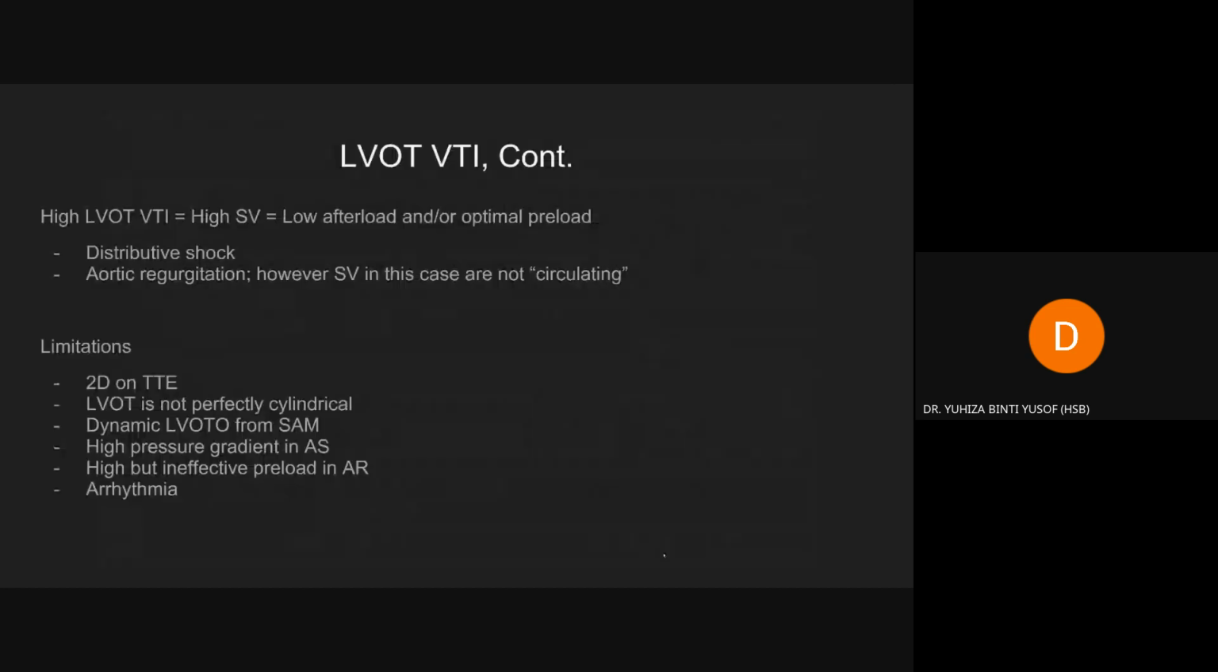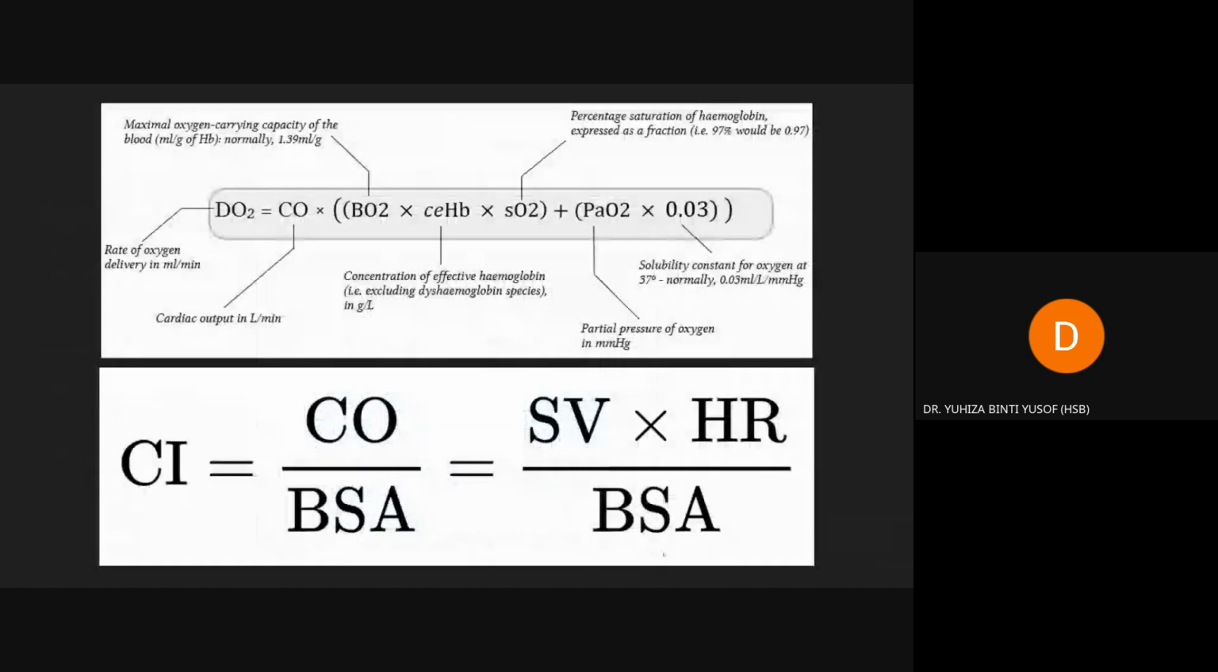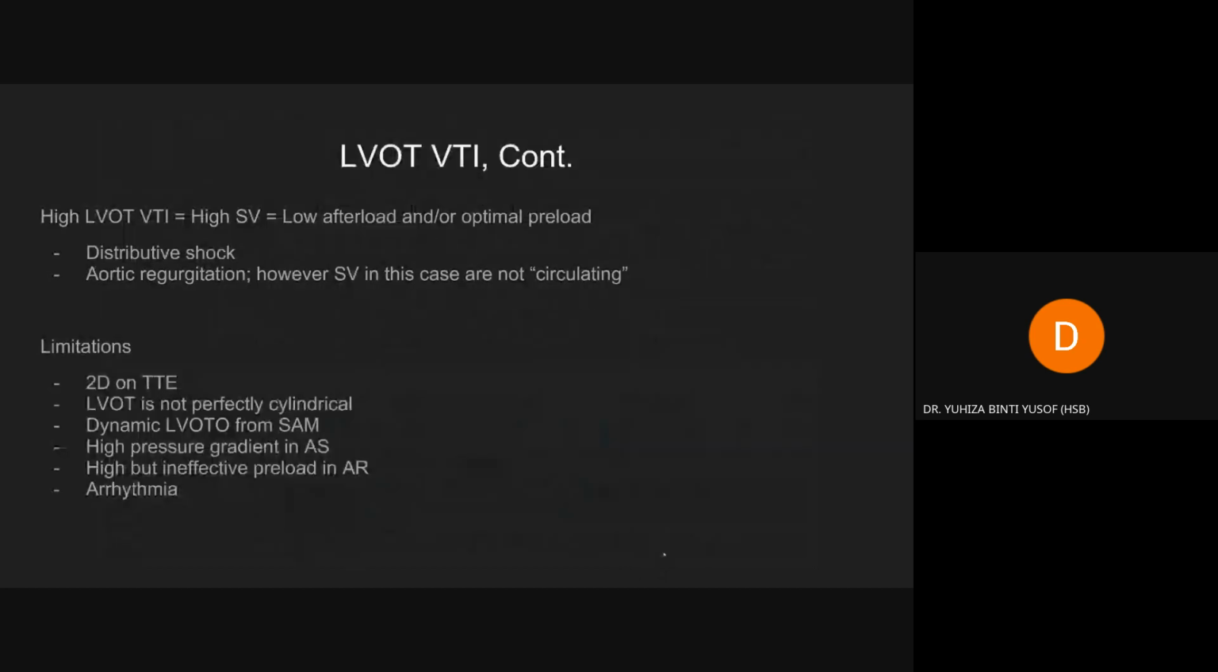So again, the normal value for LVOT VTI is 20 plus or minus 3. So you can then classify the patient as having low or high LVOT VTI.